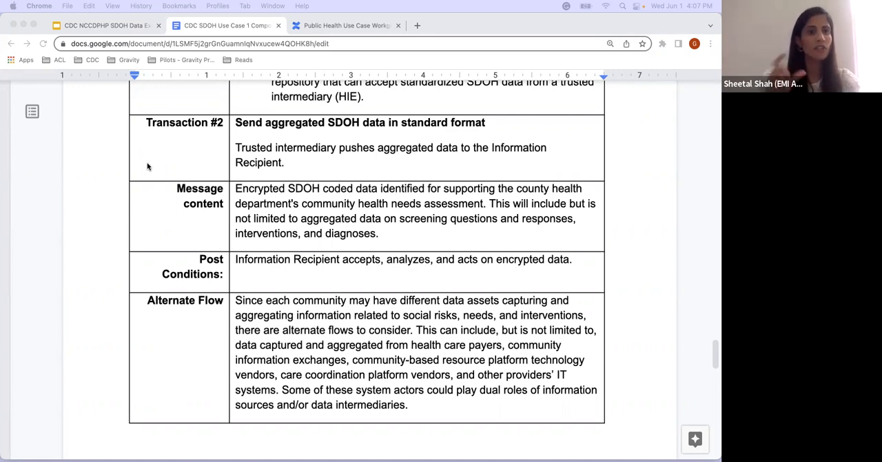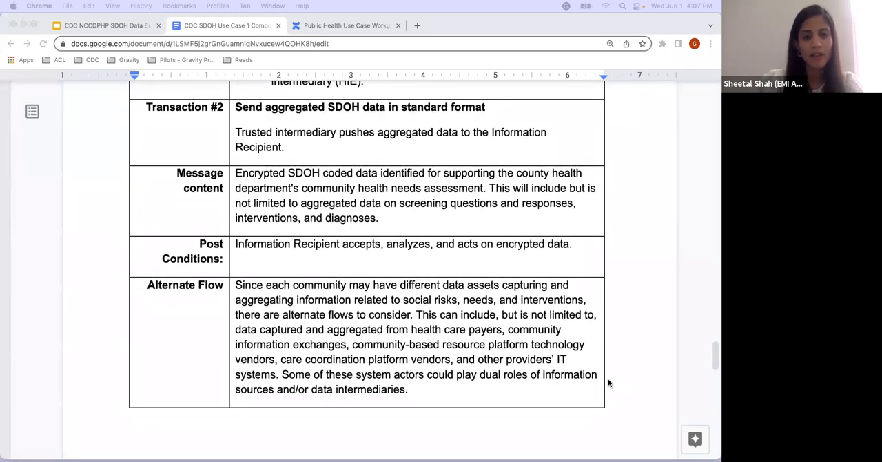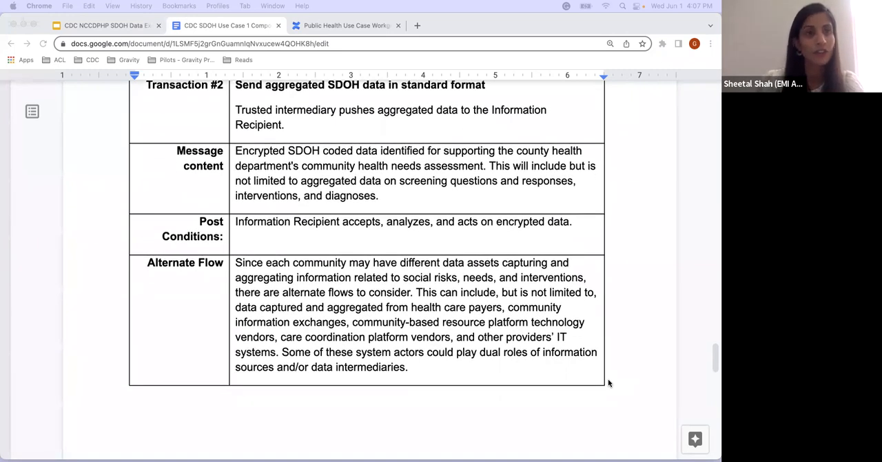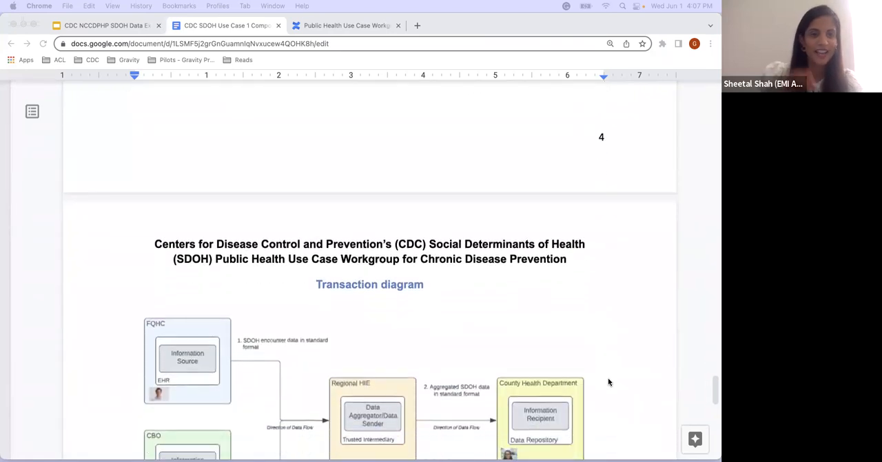And then just restated here, the alternate flows, just acknowledging that each community is different and may have different data assets depending on the work, and that some of the work is emerging and may still be in the early design phases, and so we want this to hopefully evolve as the market evolves and as communities evolve with the work that they're doing to enable data sharing and SDOH data related interoperability. I'll pause here.